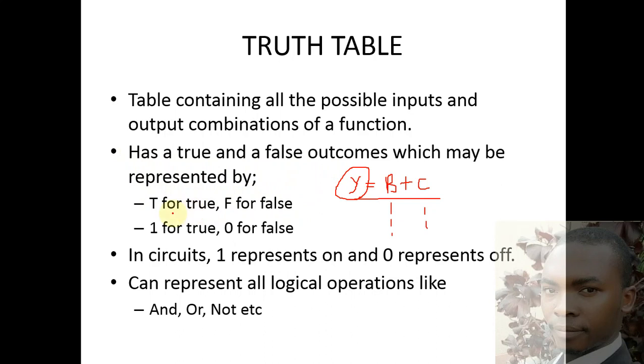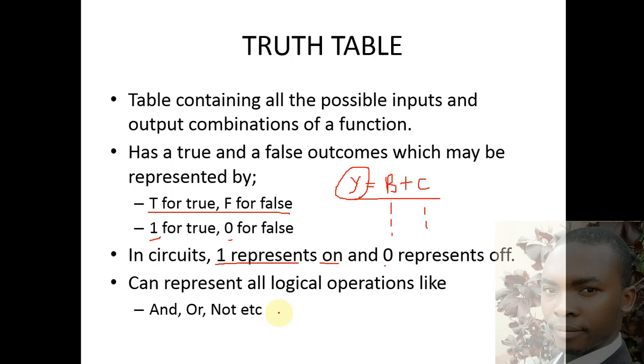A truth table has these values like you see here. There is a T for true and then an F. Sometimes we use 1 to mean true, and then we use a 0 to mean false. In circuits, automatically a 1 represents on, and then a 0 will represent off. That's in circuits. Alright.